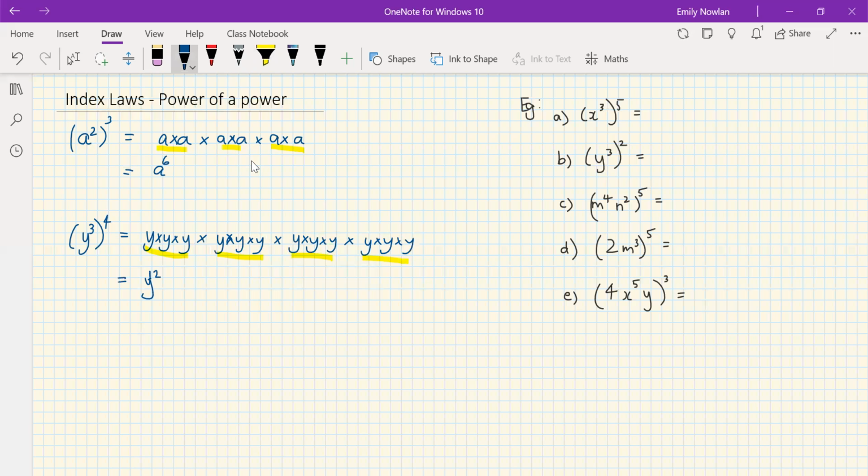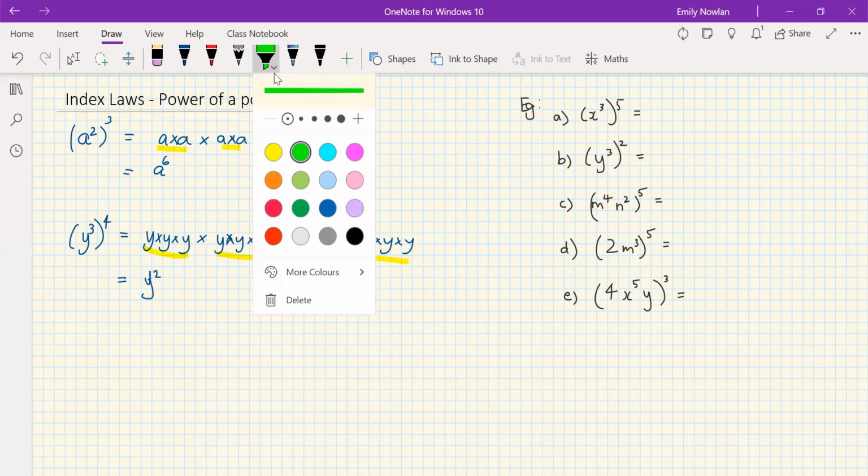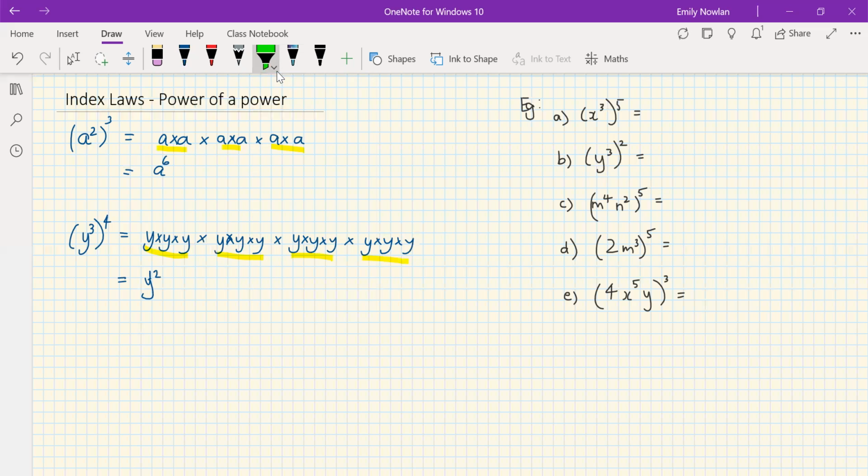Okay, so what I want to do now is, can I get from a squared all cubed and end up at a to the 6, and y cubed all to the 4 and end up with y to the 12? How do I get there quickly? Well, 2 times 3 will give me 6, and 3 times 4 will give me 12.